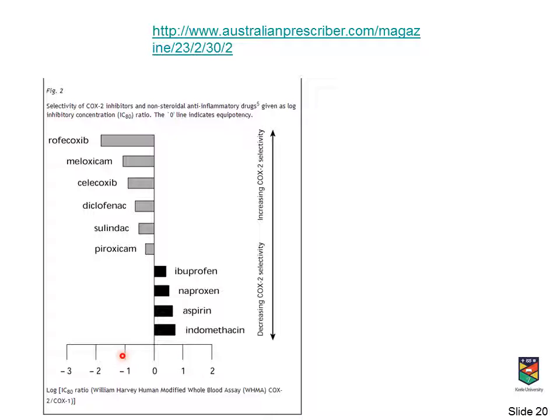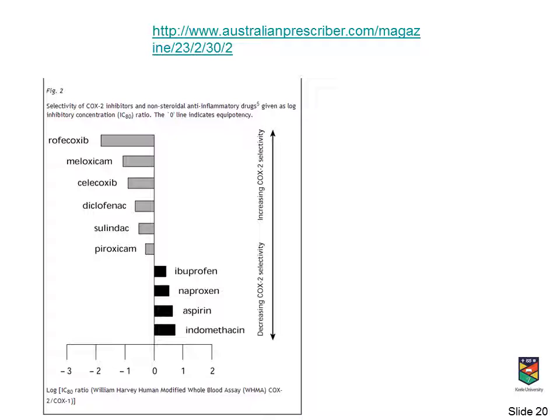Whereas if we go over this way, this means that the drugs inhibit COX-2 10 times better than COX-1. Or here, if we get up to 10 to the minus 2, that means the drugs inhibit COX-2 100 times better than they inhibit COX-1. More potently is a better word to use. So on this scale, minus 2 means the drugs inhibit COX-2 100 times more potently than they inhibit COX-1.